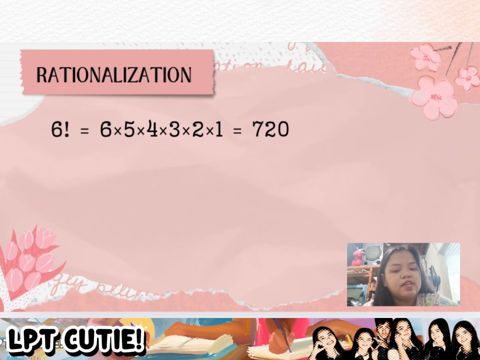So we are going to solve 6 times 5 times 4 times 3 times 2 times 1. If we multiply all the numbers, we come up with 720. So there are 720 ways that 6 girls can be seated in 6 seats.